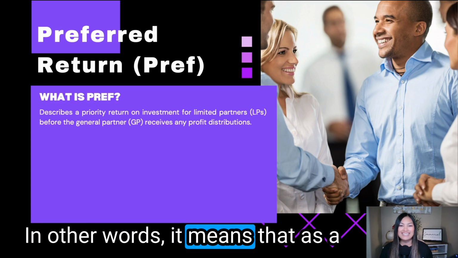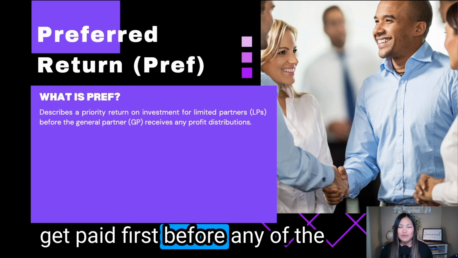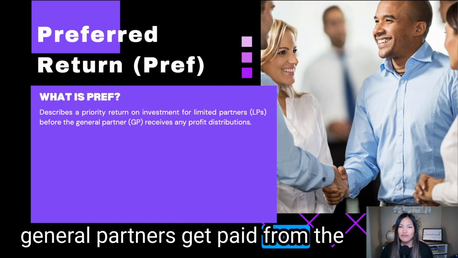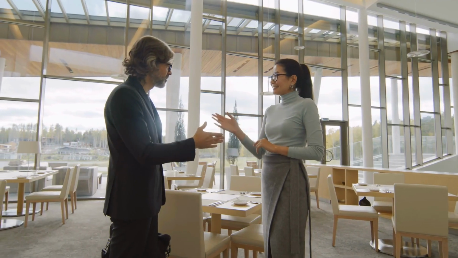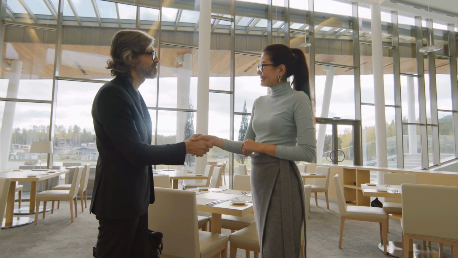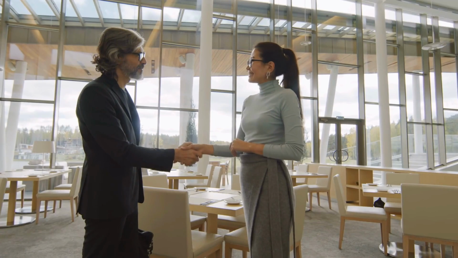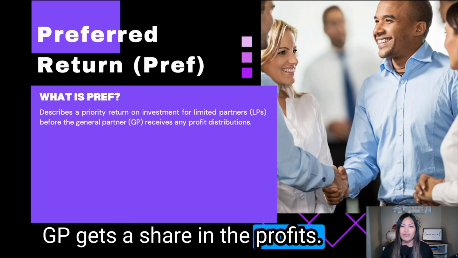In other words, it means that as a passive investor, or LP, you would get paid first before any of the general partners get paid from the passive cash flow on a property. It is a way to align the interests of the LPs and the GP by ensuring that the limited partners receive a minimum return on their capital before the GP gets a share in the profits.